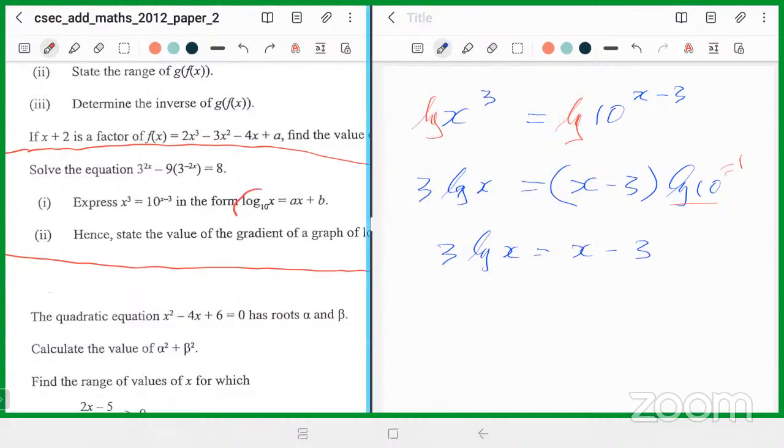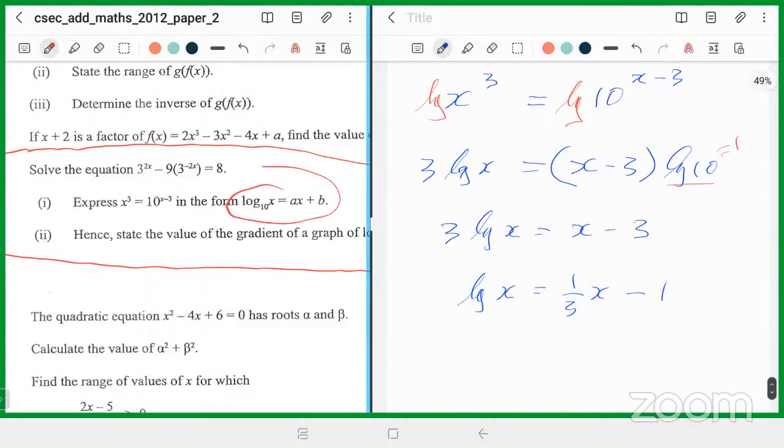But they want the log of x to be the subject. To make log of x the subject, we need to divide through by this 3. Divide by 3, divide by 3. So to divide by 3, or multiply by a third, we get the log of x equals a third x minus 1. And so it is in the same format.